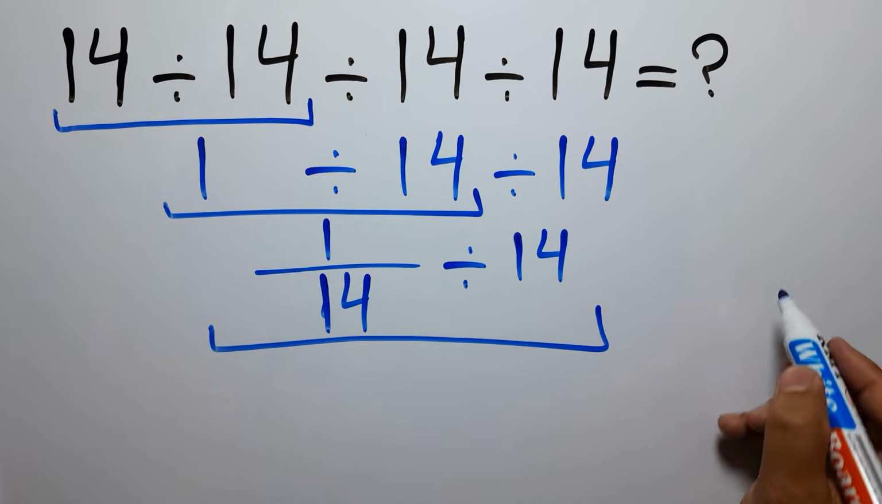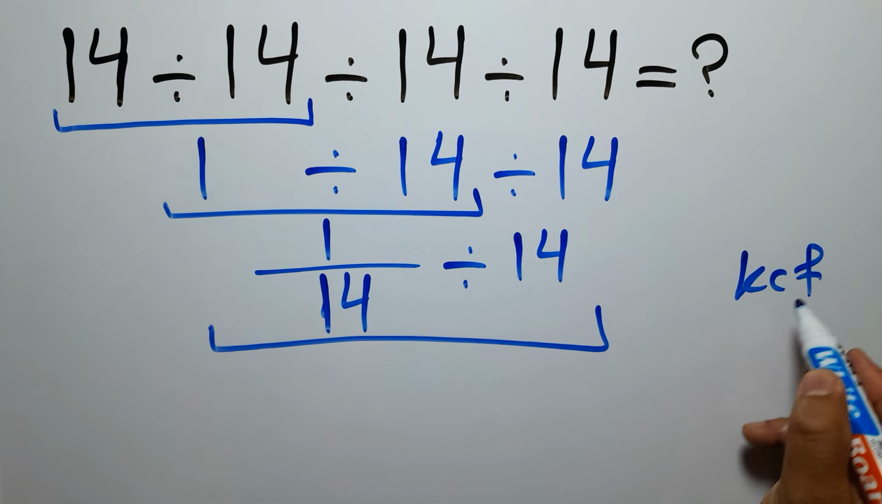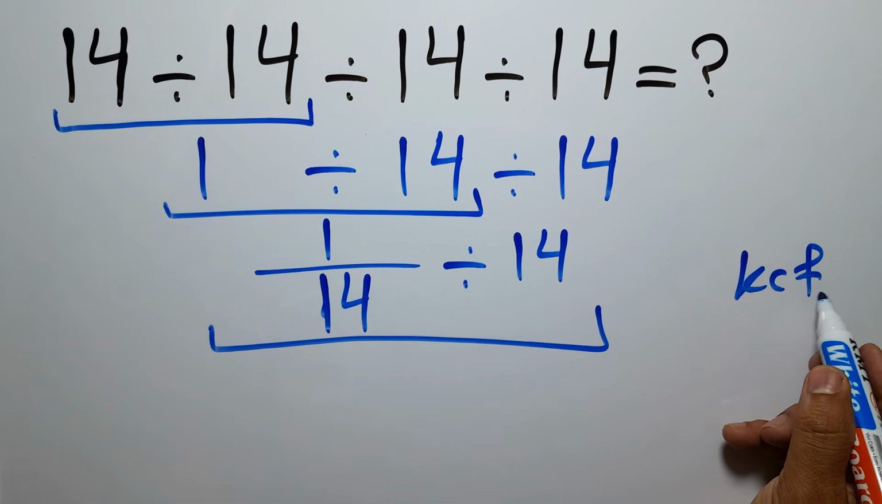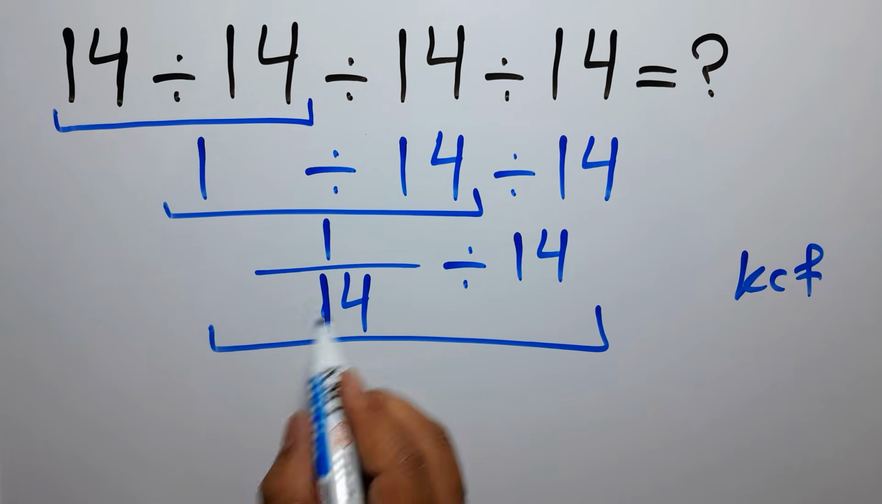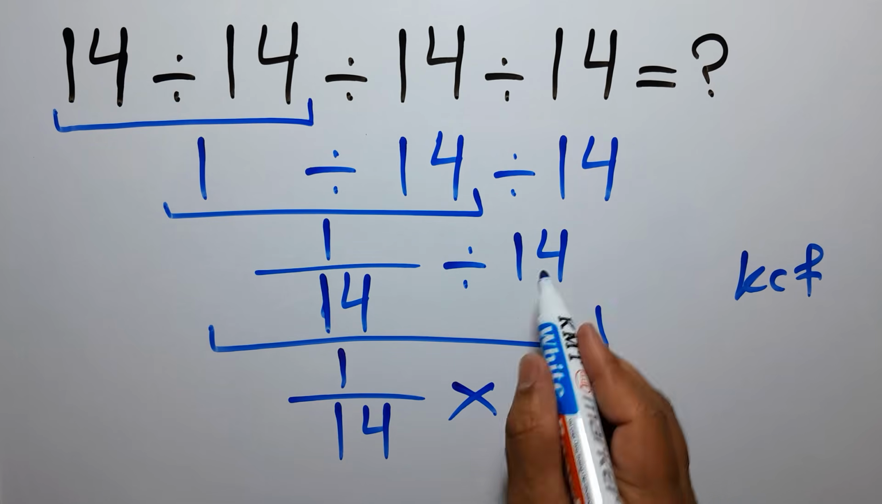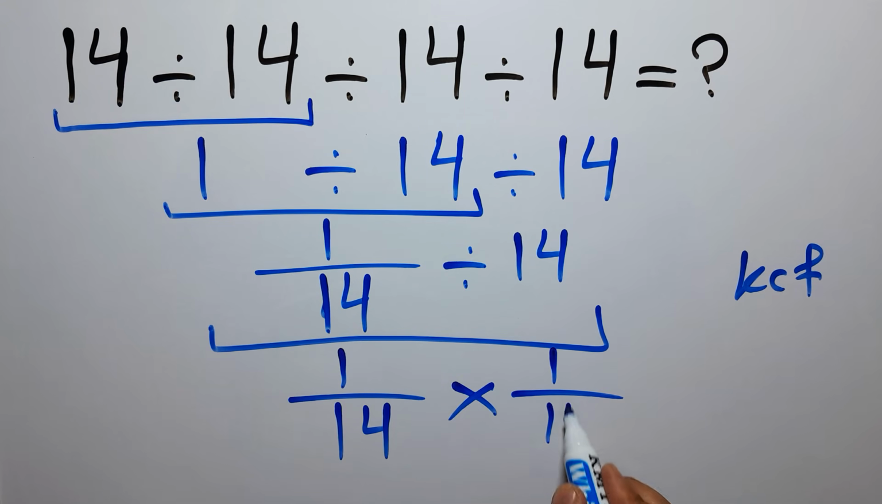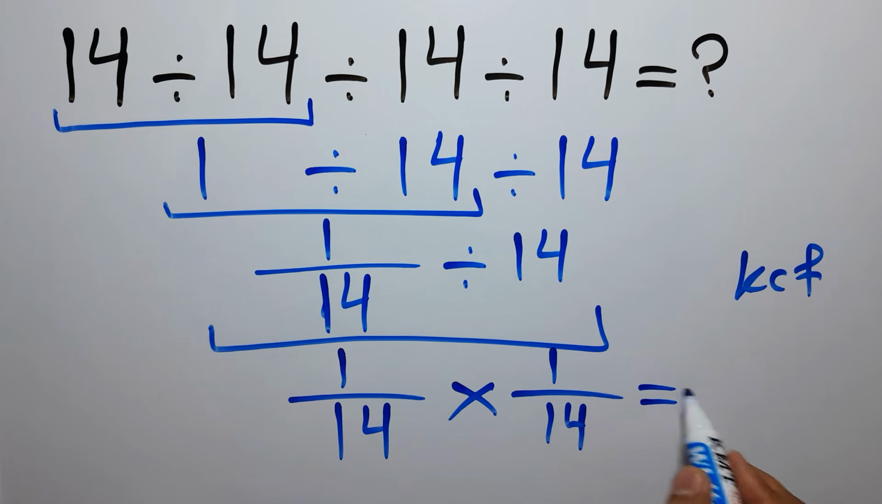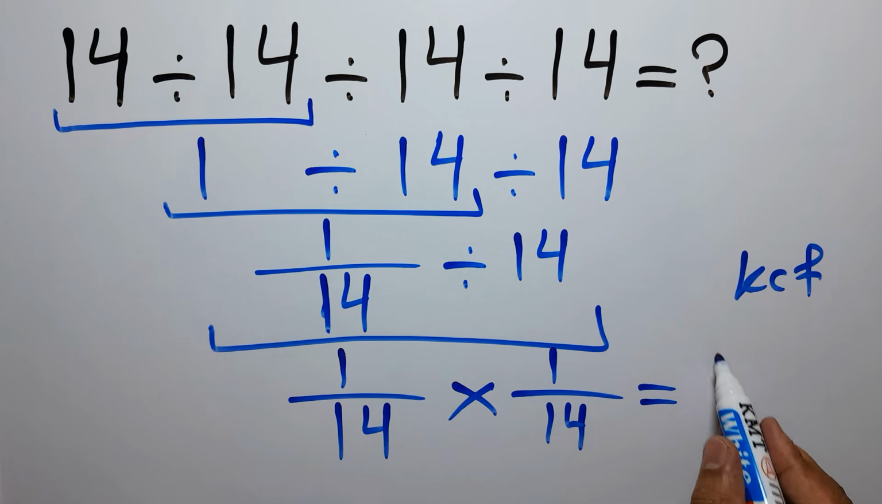Now, according to the KCF rule, K stands for keep, C stands for change, and F stands for flip. We can write: keep the first fraction, change division to multiplication, and flip the second fraction. So we have 1 over 14 times 1 over 14, which equals 1 times 1 gives us 1.